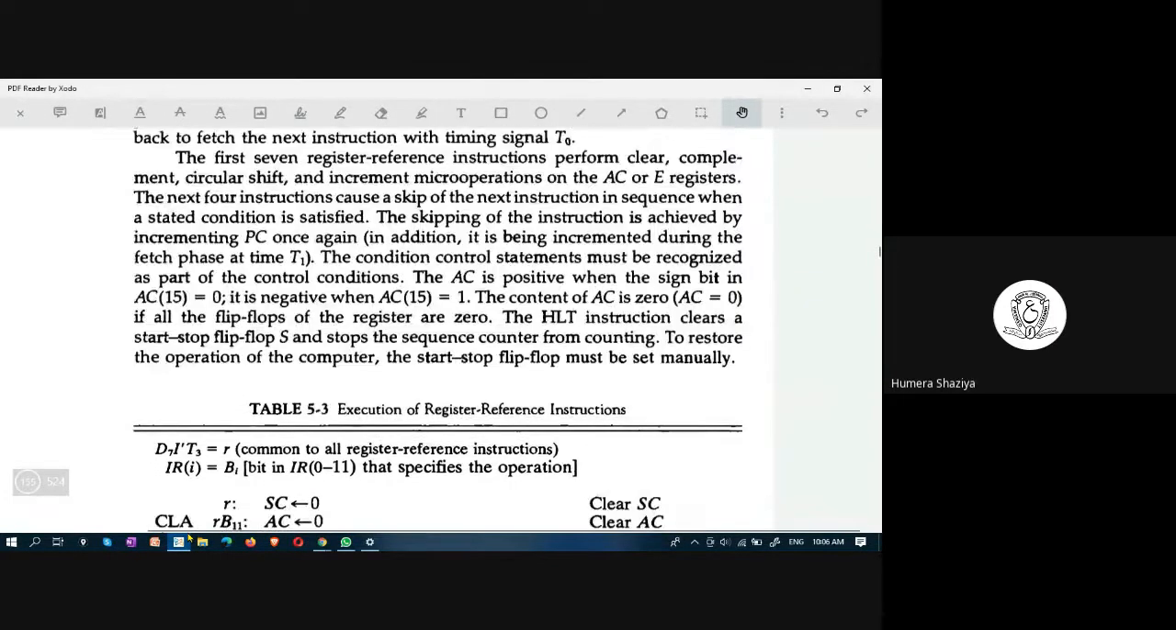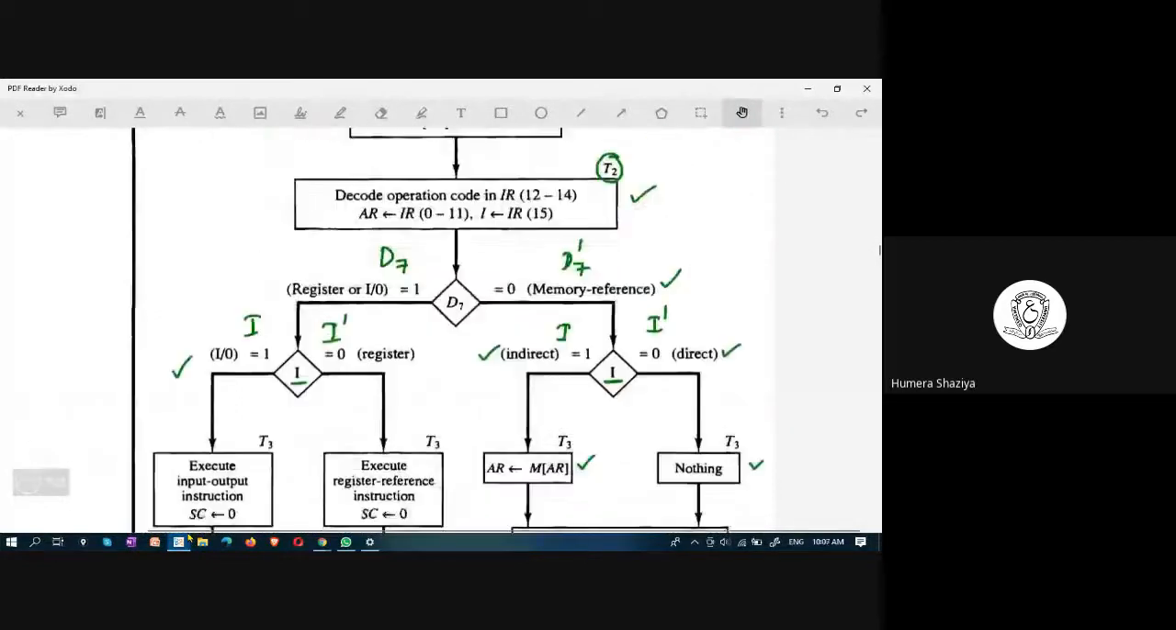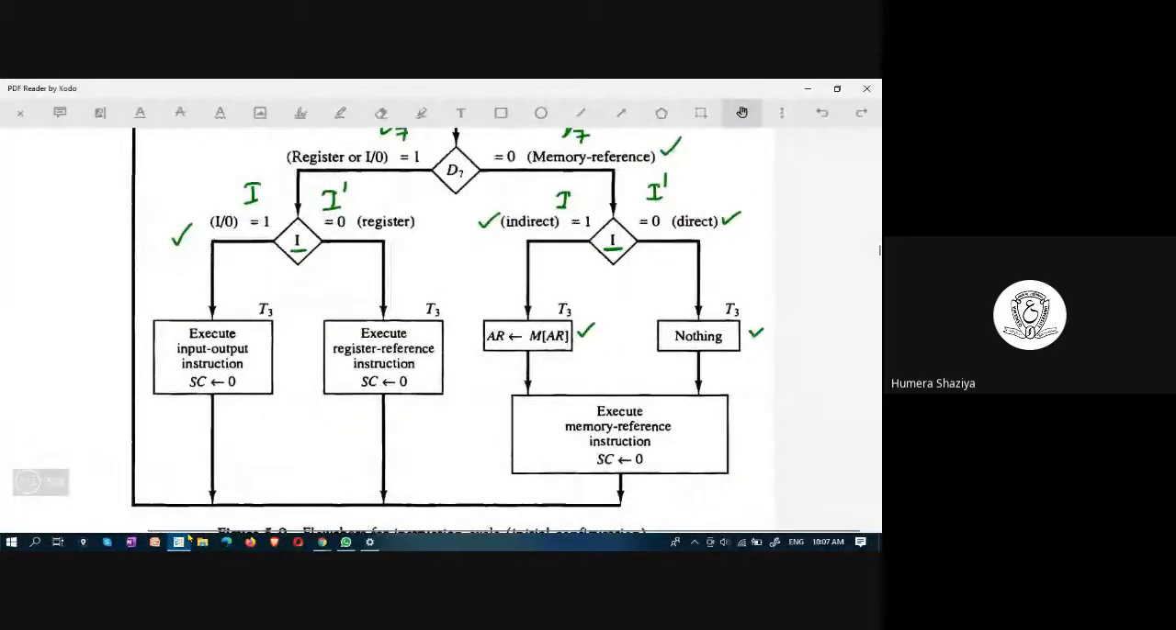Let me show you, for those who don't remember. Look here. Are you all able to see this pointer, the yellow mouse pointer? It is pointing to T3.